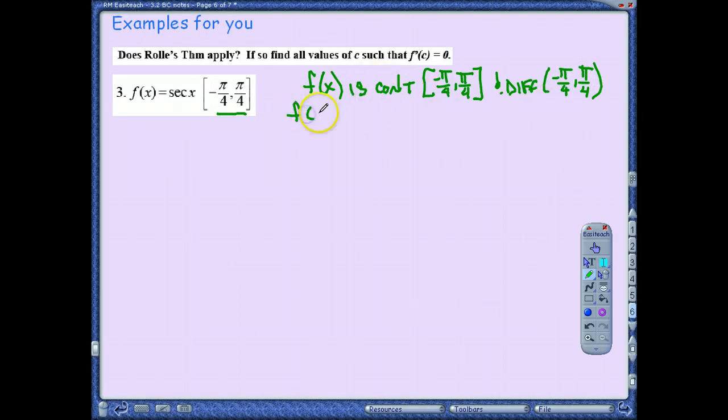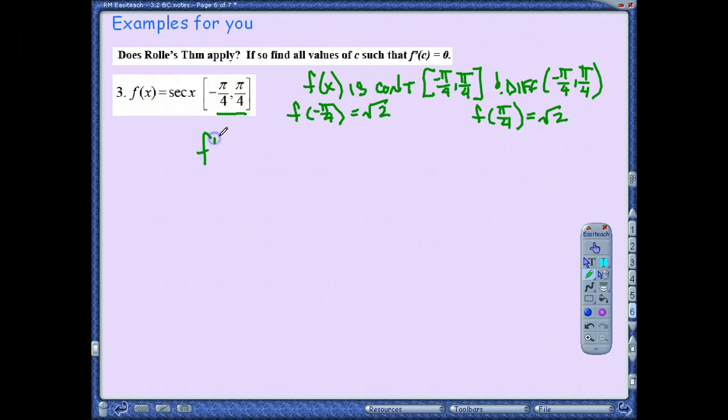The next thing we want to check is f of A and f of B. Negative pi over 4, that is in the fourth quadrant. Secant is positive in the fourth quadrant. That's going to give us a value of square root of 2. Pi over 4 is in the first quadrant. It has the same reference angle, so it's going to have the same numeric value. Therefore, Rolle's does apply. We just have to find those values.